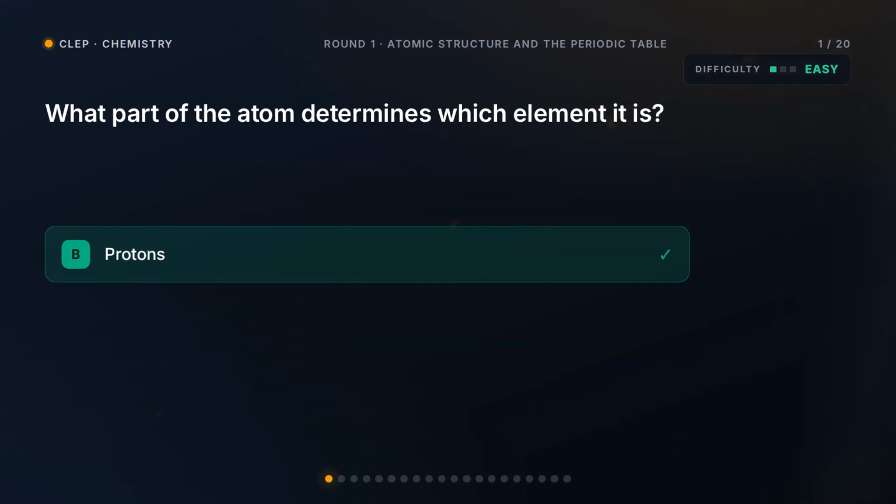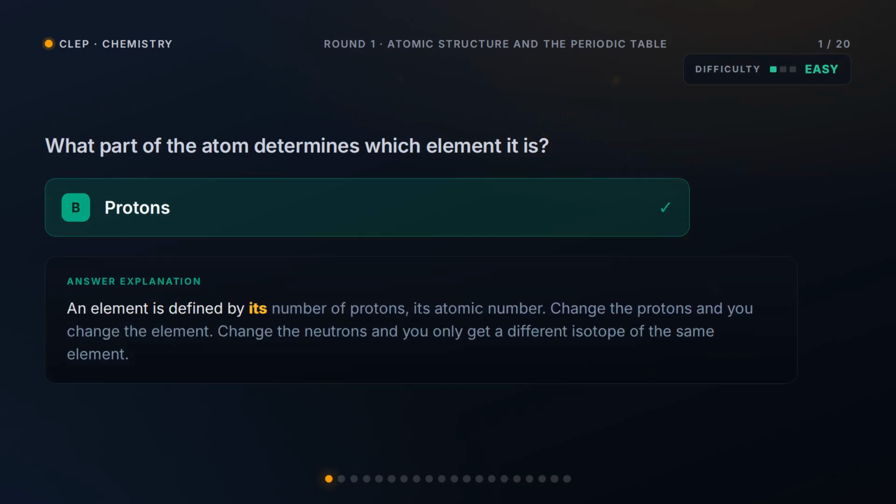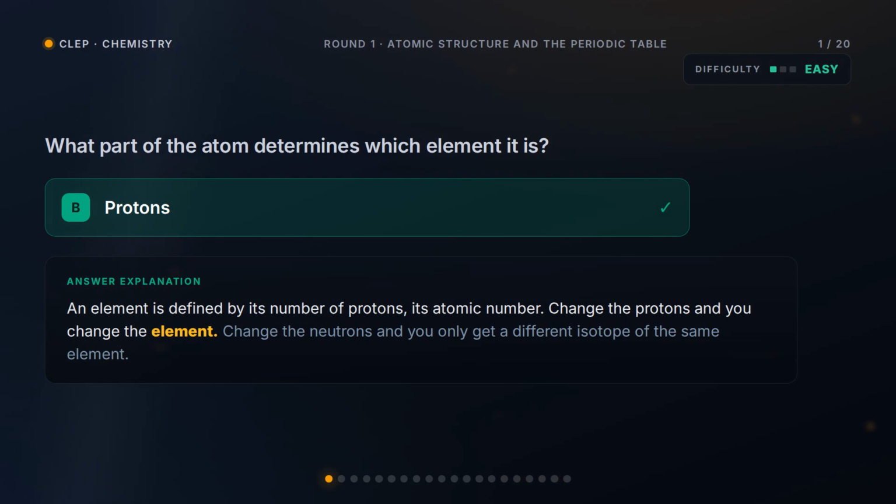The answer is B. Protons. An element is defined by its number of protons, its atomic number. Change the protons and you change the element. Change the neutrons and you only get a different isotope of the same element.